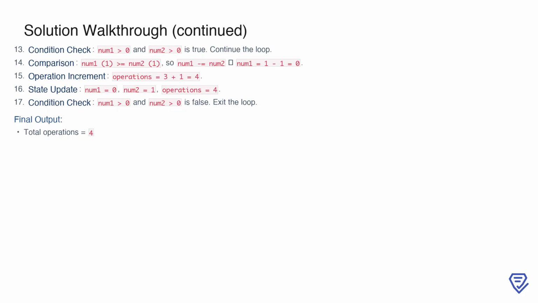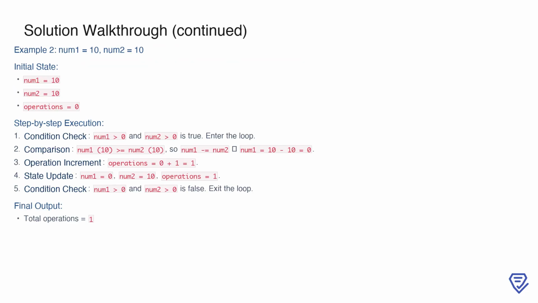We increment the operations counter one more time, bringing the total to 4. Now, the state updates to number 1 equals 0, number 2 equals 1, and operations equals 4. With the next condition check, we see that number 1 is no longer greater than 0, so we exit the loop. The total number of operations performed in this example is 4, which is our final answer for this input.